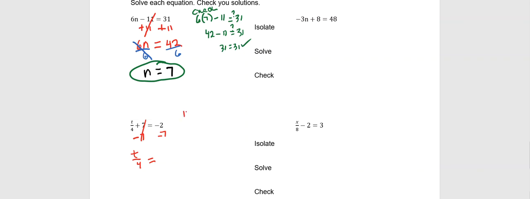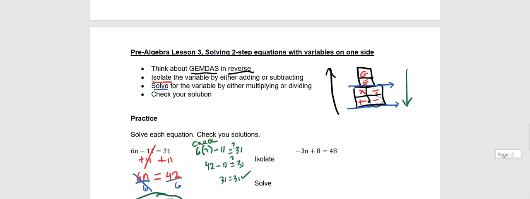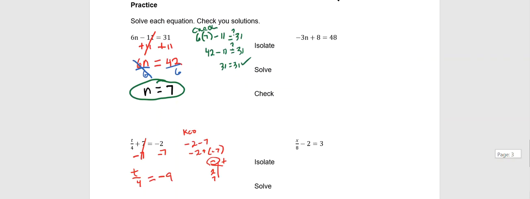So I'm going to do a quick KCO, because that looks like negative 2 minus 7, which turns into negative 2 plus negative 7. If you need the scoreboard, there's the negative, there's the positive, there's the 2, there's the 7. I know I'm rushing through this. Oh, it's negative because they're both on the same side. Negative 9. Good. I was very careful about making sure I handled negative 2 minus 7 correctly. So step one is out of the way. That was isolating the variable by adding or subtracting.